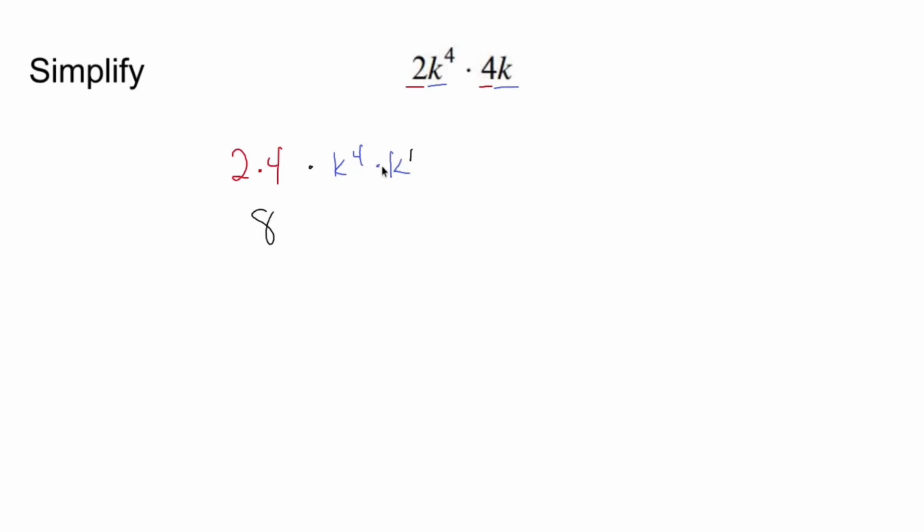Now the reason why I'm doing this is there's a rule that says when you multiply terms of the same base, all you have to do is add the exponents. So k to the fourth times k to the first is k to the fifth. So at the end of the day, 2k to the fourth times 4k is 8k to the fifth. And we're done.